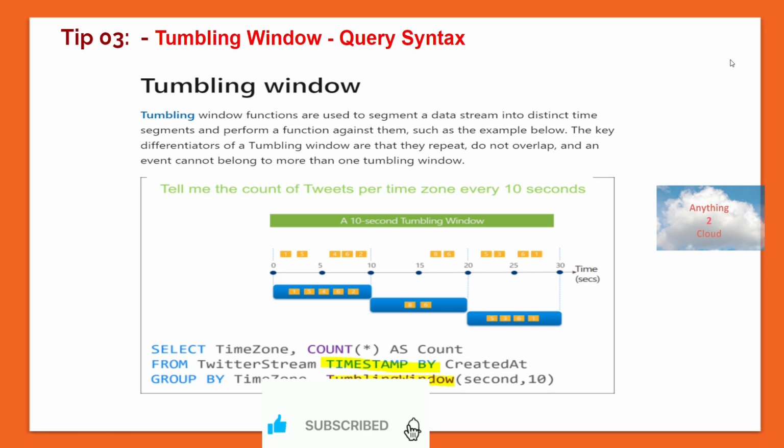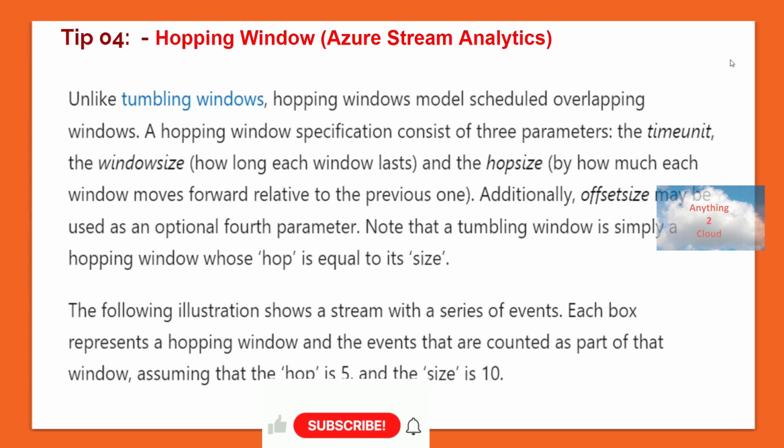Moving on to the next tip, which is on hopping window. Unlike tumbling windows, hopping windows model scheduled overlapping windows. A hopping window specification consists of three parameters: the timeunit, window size, and hop size. Additionally, the offset may be used as an optional fourth parameter. Note that a tumbling window is simply a hopping window whose hop is equal to its size. The following illustration shows a stream with a series of events. Each box represents a hopping window and the events that are counted as part of the window, assuming the hop is 5 and size is 10.